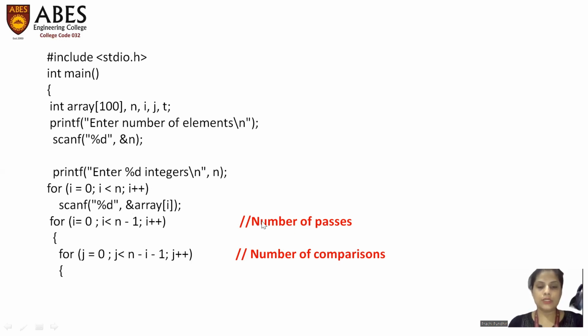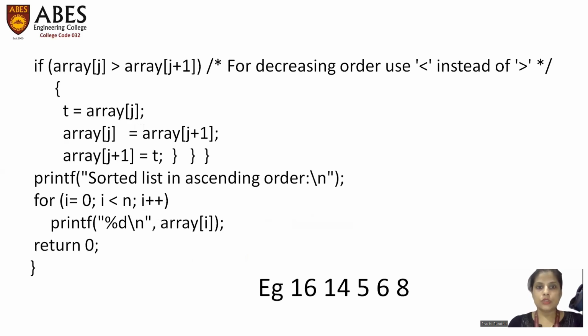Now passes will run from 0 to n minus 1, and the comparisons will run from 0 to n minus i minus 1. This is a loop to make a comparison, and the number of comparisons is lesser because it depends on i. If we make our loop n minus i minus 1, then our comparisons will be fewer, because there is no need to compare the second largest element with the third largest element, because they have already bubbled up to their correct place, right? So this is for the decreasing order.